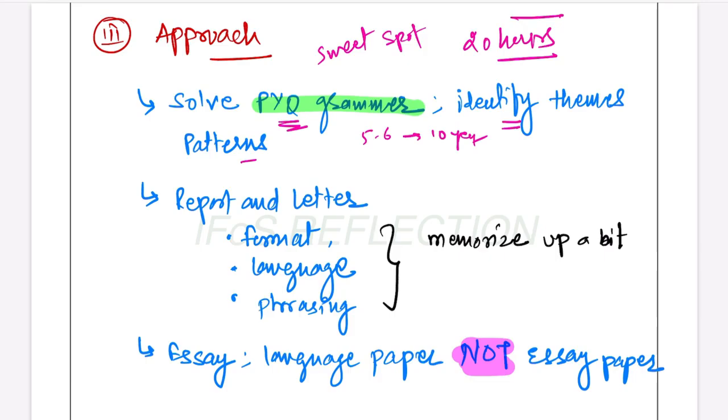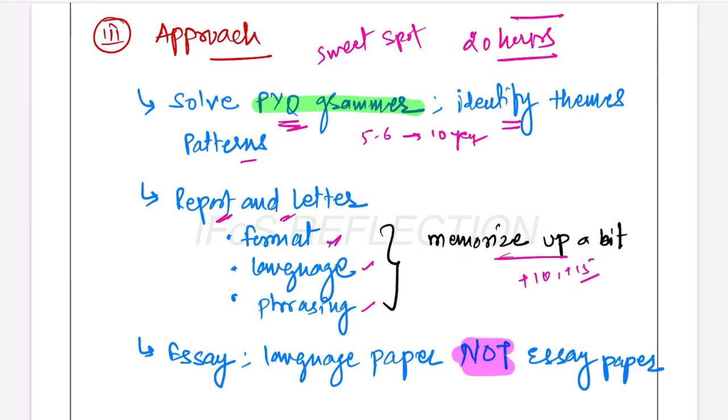Secondly, prepare report and letter. Here not only the focus should be on the format, but also you need to understand and take into consideration what should be the language and phrasing of it. And if possible, and if you are facing discomfort in it, I would say memorize a bit. If there is a thing which can get you an advantage of plus 10, plus 15 marks in the overall tally, that is best. And if there is such an unfair advantage that you can get, then don't hesitate to get it. If the time and demand requires you to memorize, memorize.